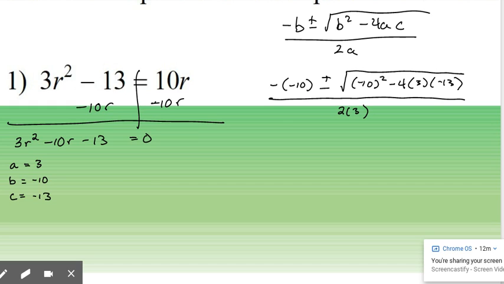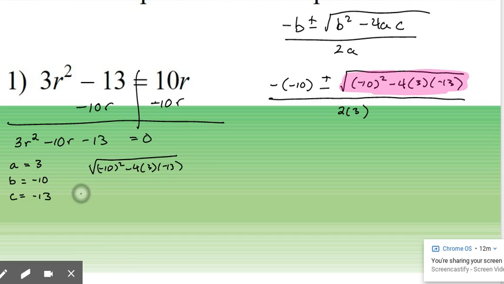Okay. Now, we got to take care of the square root part. So we're going to focus on this part. Okay, we're going to go ahead and square root it and get our answer for it. So I'm going to do this down here. Negative 10 squared minus 4 times 3 times negative 13.